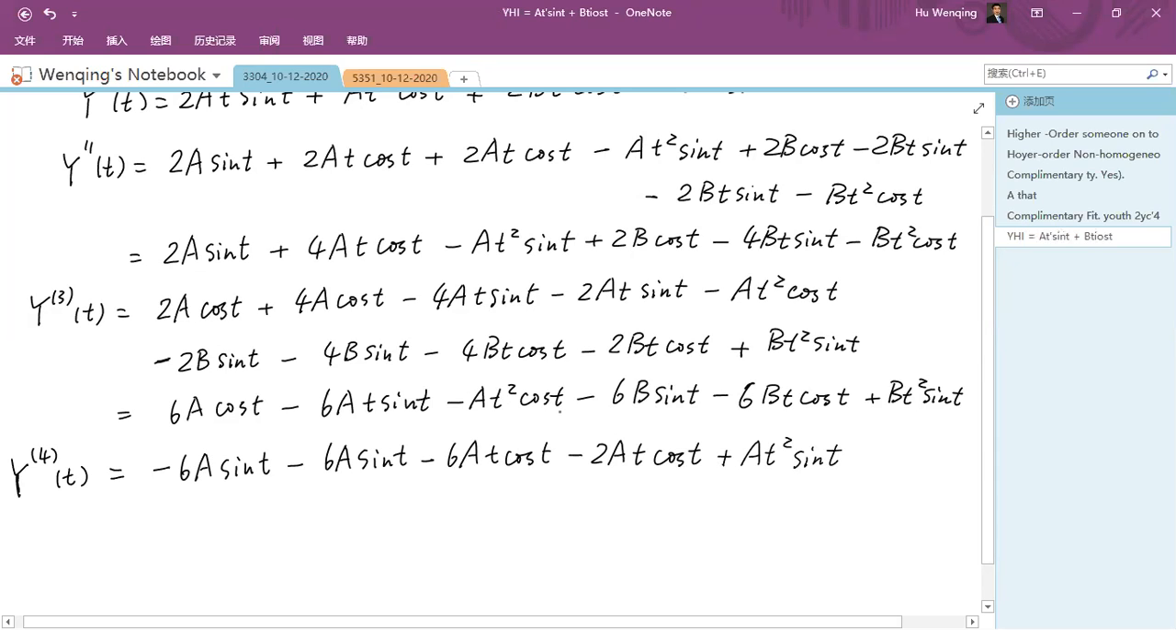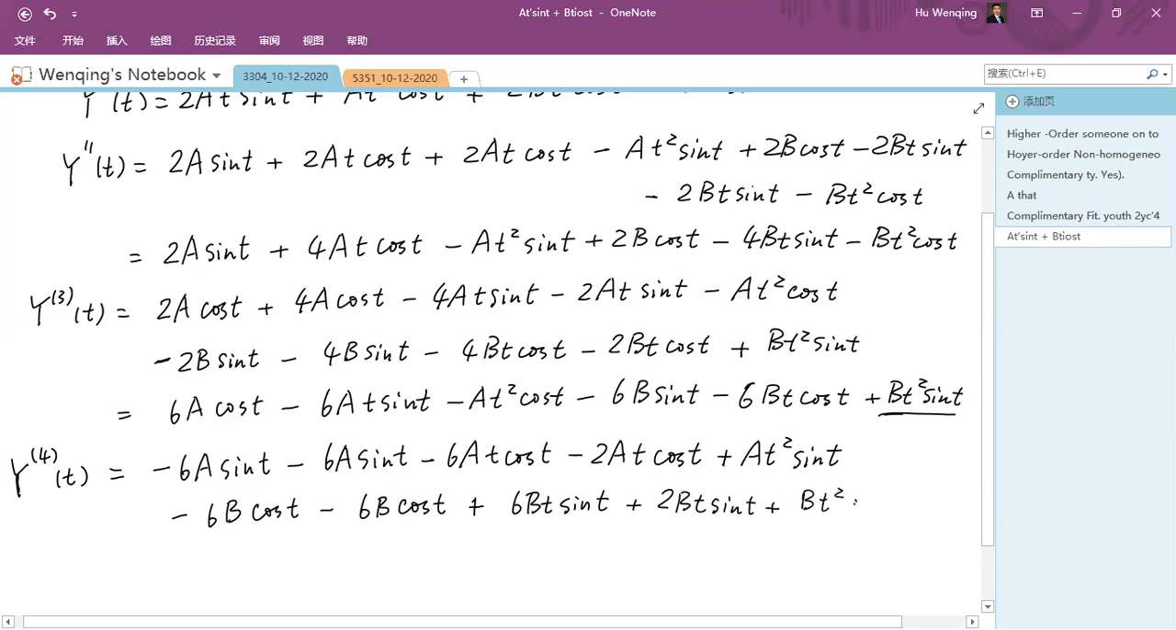So far we're here. Do not get lost in this jungle. Now you start this one: minus 6 times b cosine t, and then minus 6 times bt; the cosine t derivative is sine t, but you have a minus sign, so there's a plus here. And then we reach this one: plus 2bt sine t, plus bt squared cosine t. That's going to be the scenario.